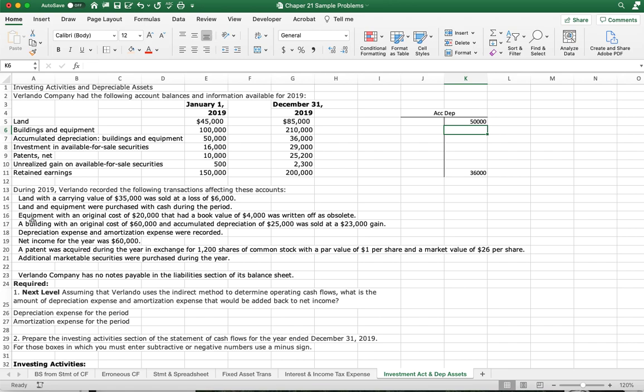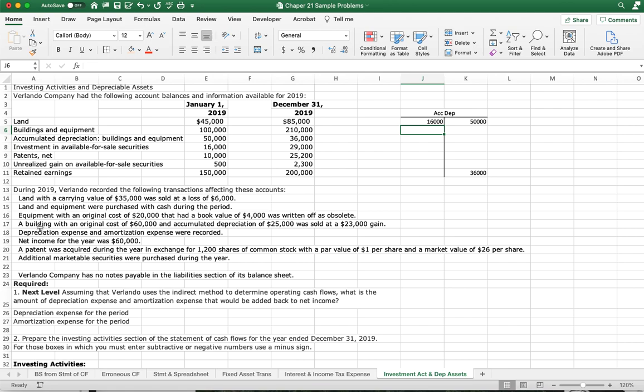So we can ignore this land for now. Equipment with an original cost of $20,000 that had a book value of $4,000 was written off as obsolete. So if it had an original cost of $20,000 but the book value was $4,000, we can solve for the accumulated depreciation that would be included in this journal entry when we wrote off that equipment. So $20,000 minus $4,000 means we would have debited accumulated depreciation for $16,000 for this equipment.